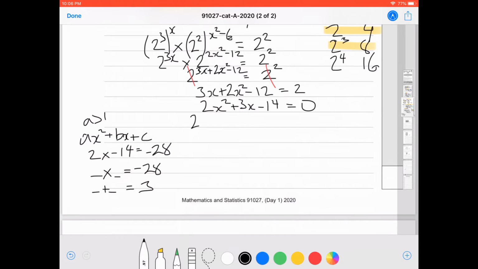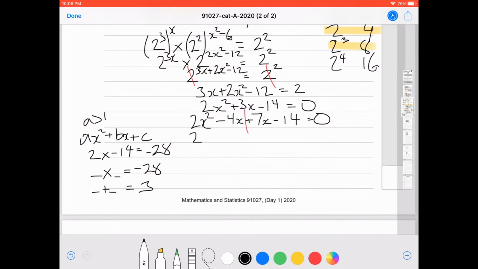So we say 2x squared. Now we split the b term and we say negative 4x plus 7x. We haven't changed anything, we've just made 3x, split it into two parts, negative 4 plus 7, and minus 14, and that equals to 0. Now we chop the quadratic in half. We can draw a line to help us.